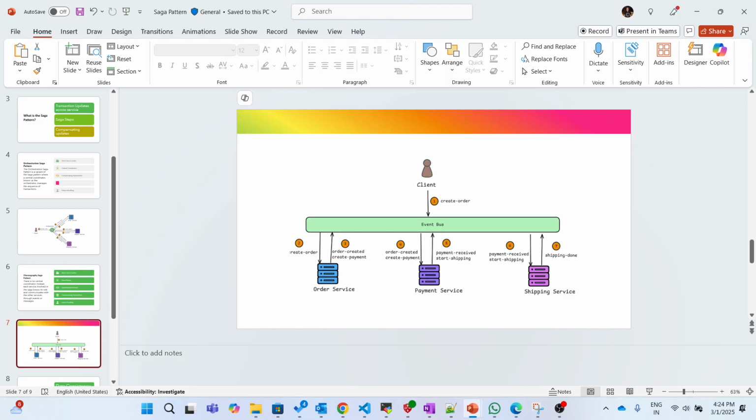If we take an example, there will be a centralized event bus. When the client makes an order, the order is created, and then it will send a message to the payment service to create a payment. Once the payment is received, it starts shipping. Then the shipping is done, so your order is completed.